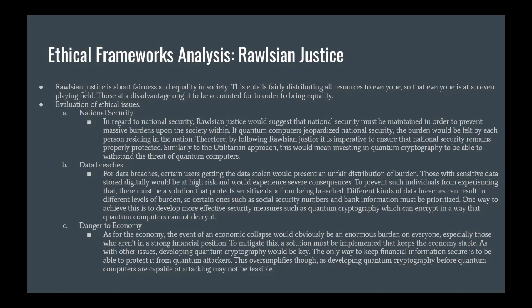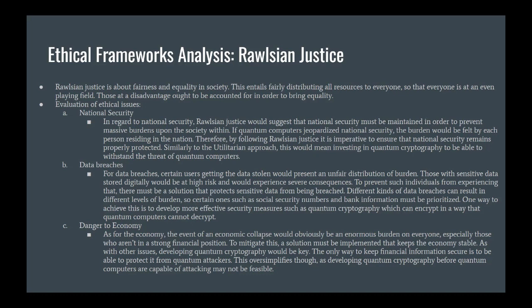And for data breaches, certain users getting their data stolen would present an unfair distribution of burden. Those with sensitive data stored digitally would be at high risk and would experience severe consequences. To prevent such individuals from experiencing that, there must be a solution that protects sensitive data from being breached. Different kinds of data breaches can result in different levels of burden, so certain ones such as social security numbers and bank information must be prioritized. One way to achieve this is to develop more effective security measures such as quantum cryptography, which can encrypt in a way that quantum computers cannot decrypt.